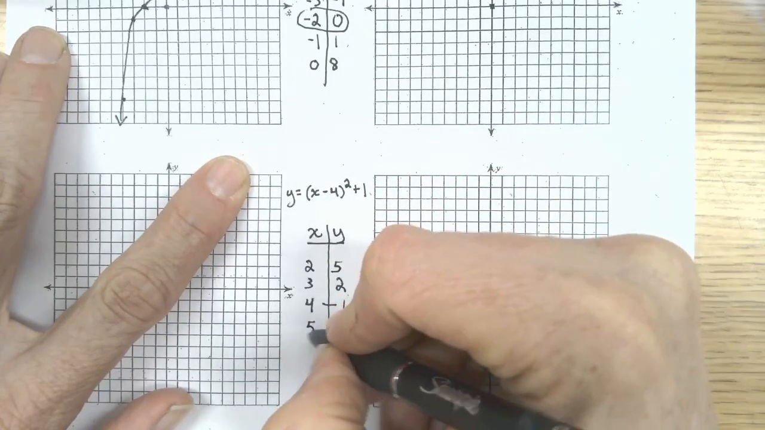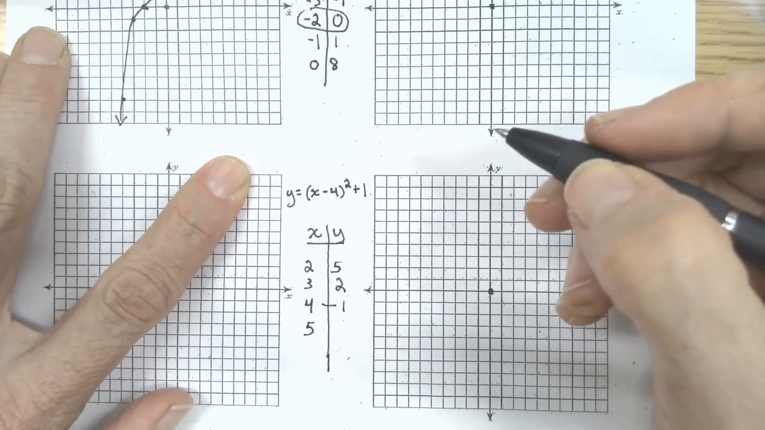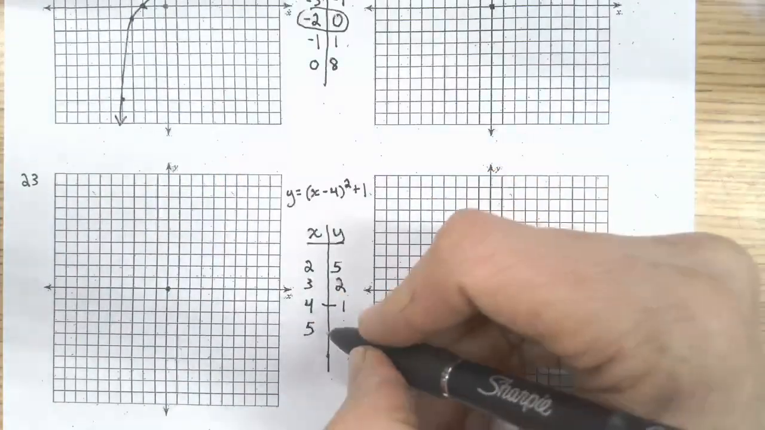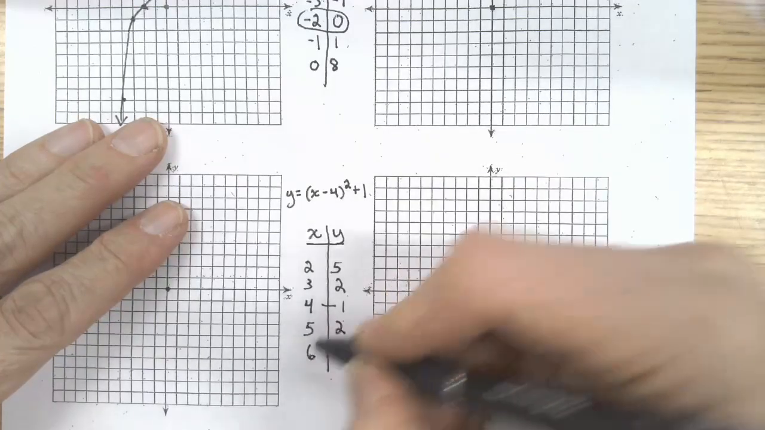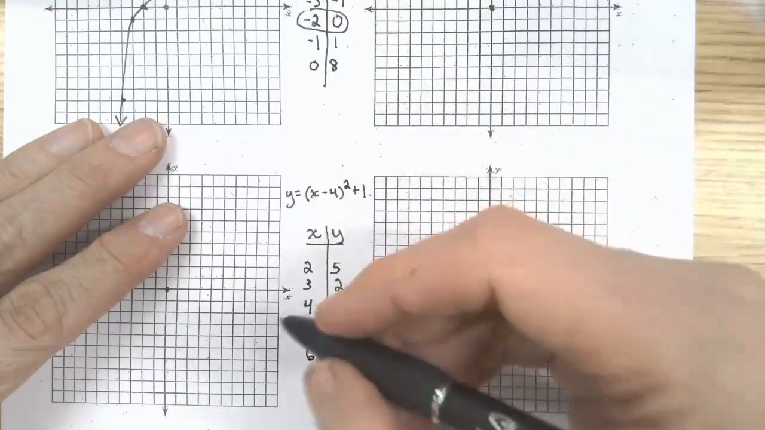And now we can go the other direction. I put in a 5. 5 minus 4 is 1, but 1 squared is still 1, and 1 plus 1 is 2. And then the last one we'll do is 6. 6 minus 4 is 2. 2 squared is 4. 4 plus 1 is 5.